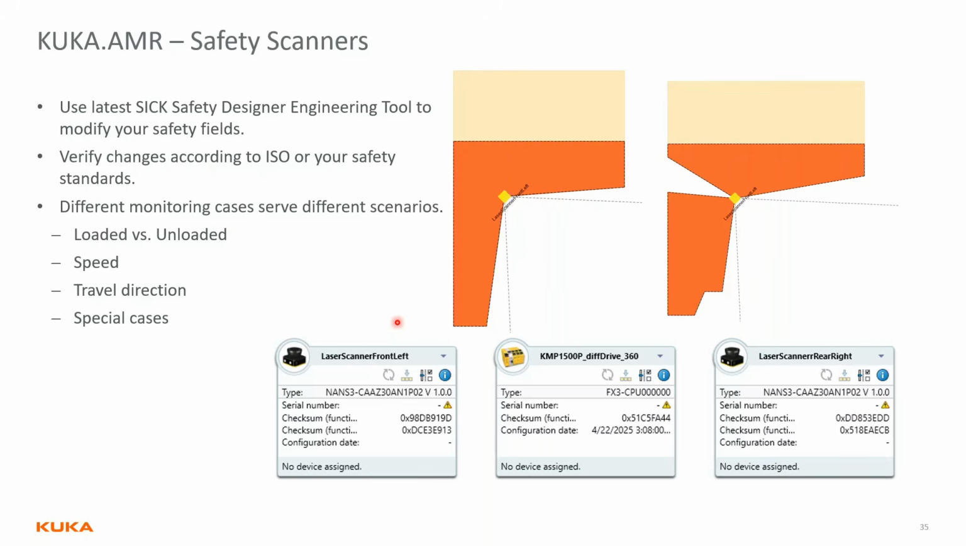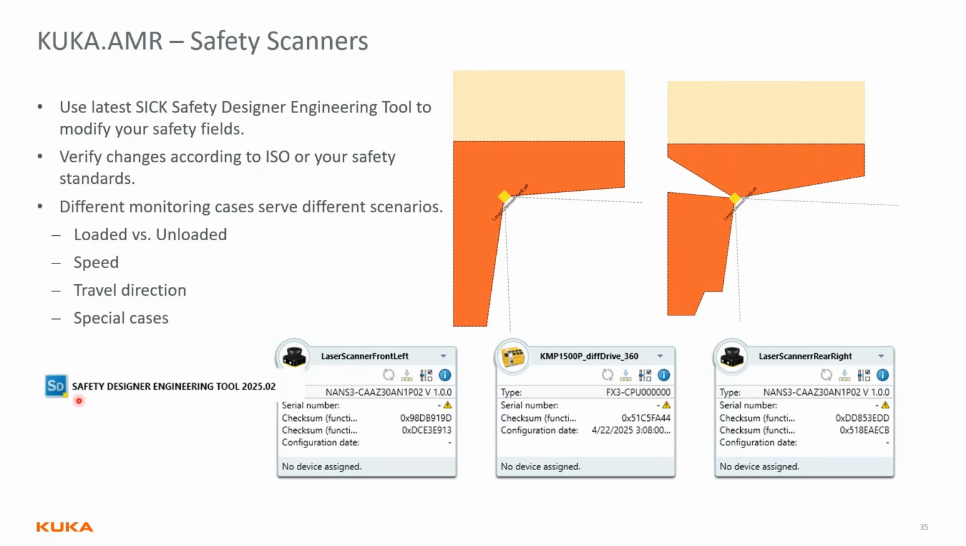There are different fields, like we said, loaded versus unloaded, so the lift status, and different fields for speed and travel direction, and there's also some fields that are special cases. These are usually not triggered unless it's a special case, and we'll go over what these special cases are.